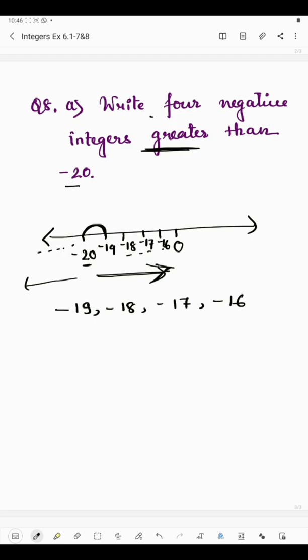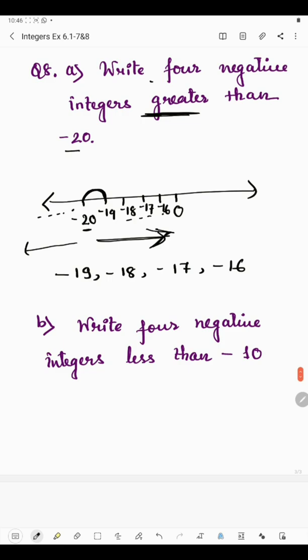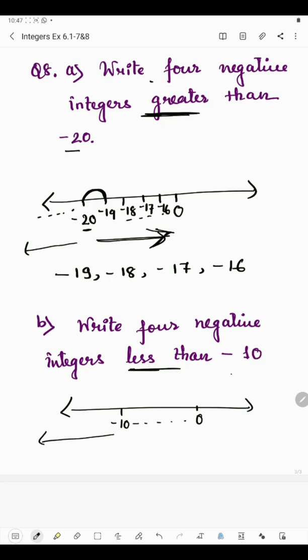Okay, now coming to next part. Now in the next part we have to write 4 negative integers less than minus 10. Okay, so here less is mentioned. That means if you see the number line, suppose 0 is here, so left side of 0 is all negative. Okay, and we will have to write the numbers less than minus 10. Suppose here is minus 10 on the number line. Now less means we will have to move towards left, because when you move towards left, numbers are getting decreased, right? So that means minus 10, after this minus 11, minus 12, minus 13, minus 14. These are the numbers less than minus 10.